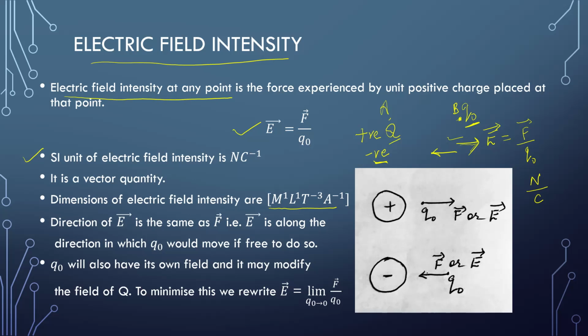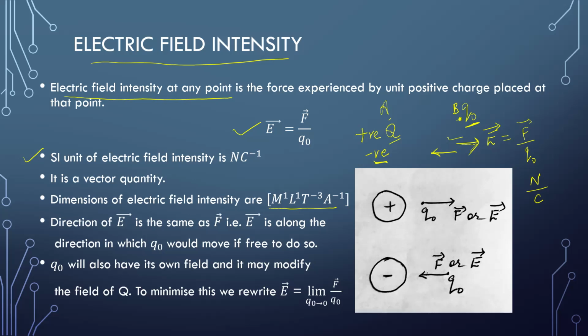As I told you, the direction of E vector is the same as that of F vector. E vector is along the direction in which Q naught would move if free to do so, right? Q naught will also have its own field and it may modify the field of Q. As I told you, Q naught, though it is a unit positive charge and very small, may also modify the field of the source charge.